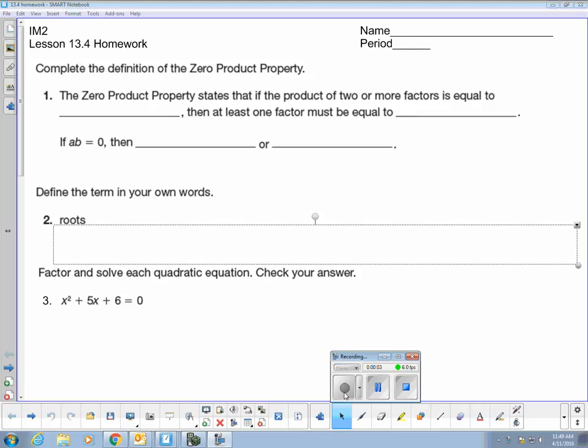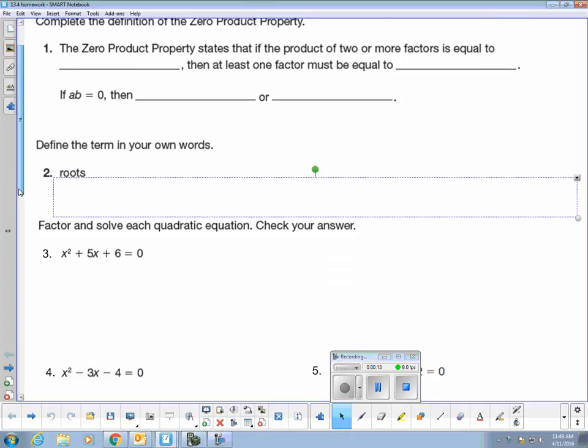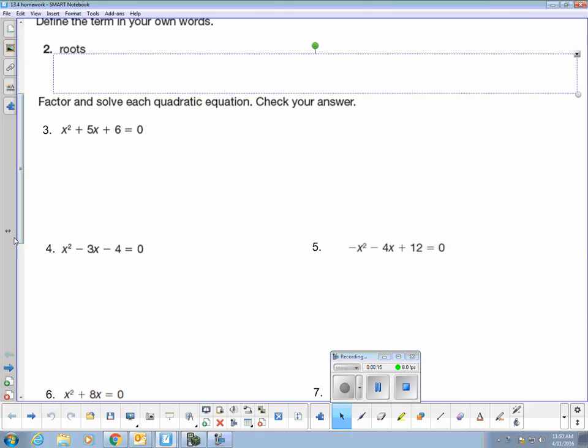1.4, which is factoring and solving quadratic equations. So we're going to take it one step further than our last lesson. Let's take a look at number 4. So we do have to factor, and then once we factor, we need to solve.